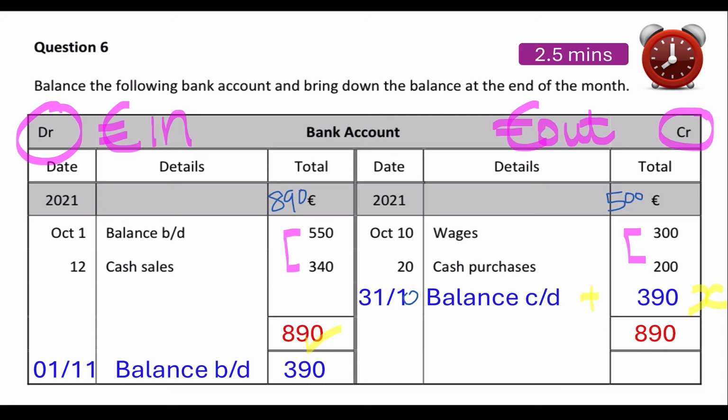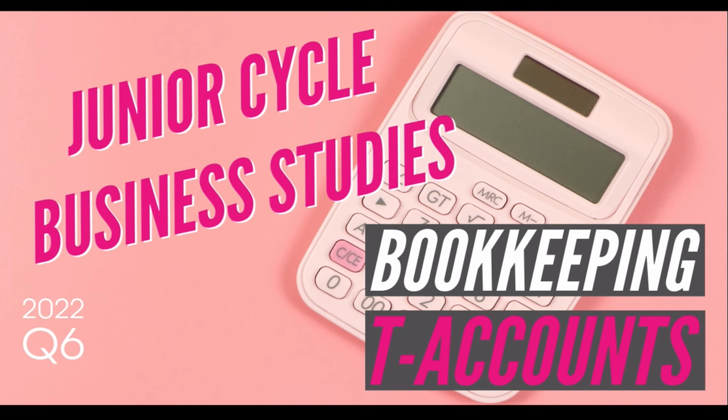And because it is on the debit side, when it's brought down on the 1st of the 11th, that means that you have a positive bank account. If it was on the credit side that it was brought down, that would be a bank overdraft, which means the bank has given you more money than what you actually have in it. Okay, so that is question 6 of that year complete.